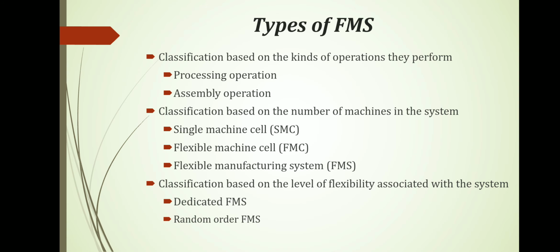Types of FMS: the FMS is classified based on the kind of operations, processing operation and assembly operation. Then based on the number of machines in the system: single machine cell, flexible machine cell, then flexible manufacturing system. Single machine cell consists of one machine with the material handling system. Flexible machine cell consists of one or two machines with automatic material handling system. Flexible manufacturing system consists of more than two machines with automatic material handling system, which is called a flexible manufacturing system.